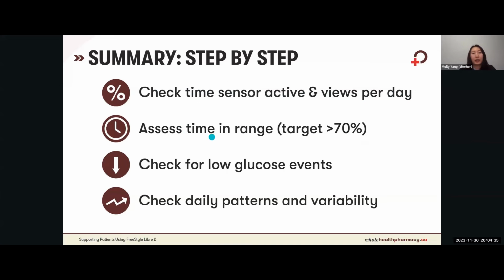After checking that, you'll look at the time in range. And again, we're targeting at least 70%. You'll look for low glucose events, and that hypoglycemia is really important for us to manage with patients. And then you'll also check daily patterns and variability. And especially around variability, it could be around consulting them more about nutrition or their physical activity, and considering pharmacological treatment adjustments. I know a lot of our patients may not be exactly on the most first-line therapies as recommended by Diabetes Canada, so it could be a good opportunity to have those conversations.